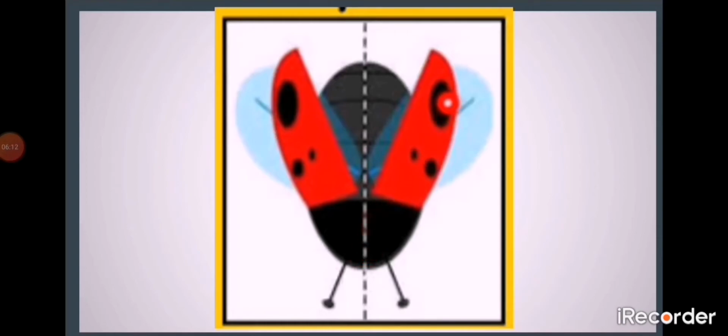You can see one circle here, one here, two here, two here. This part is the same as this one. This one is the same as this one. This part is the same as this one. And both antennas are also the same. Look at these things, all sides. You can see both sides will be exactly the same. So this is the line of symmetry in the ladybird.